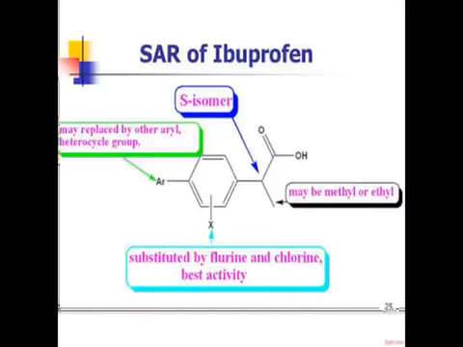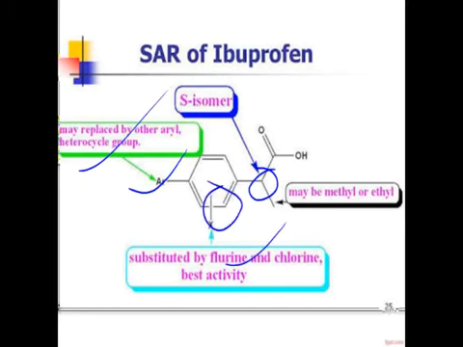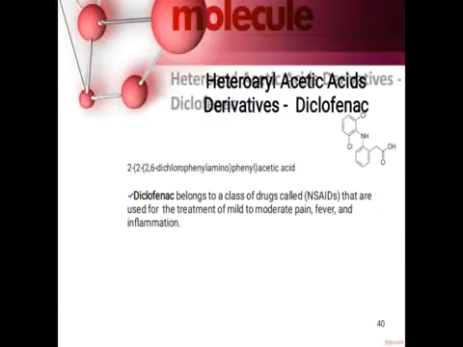Okay, so SAR of ibuprofen: here the carbon is present. The S isomer has better activity. Then here an aromatic group is present. It may be replaced by any aryl or heterocyclic group. Then here substitutions, it may be fluorine and chlorine, then it shows better activity. So this is the short SAR regarding ibuprofen.